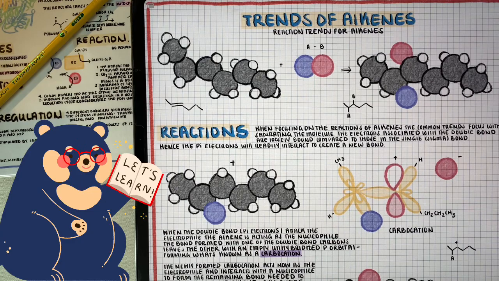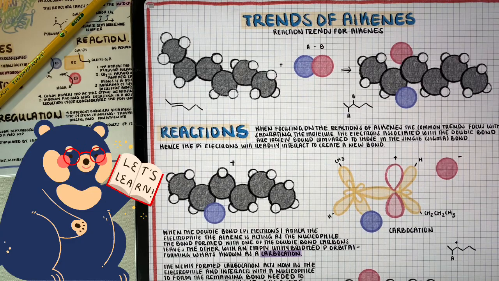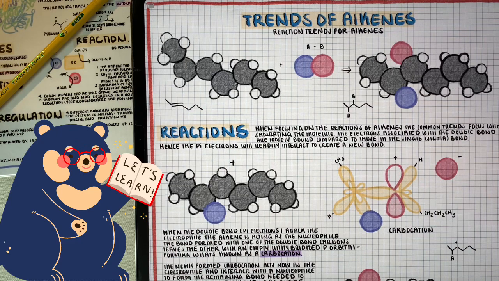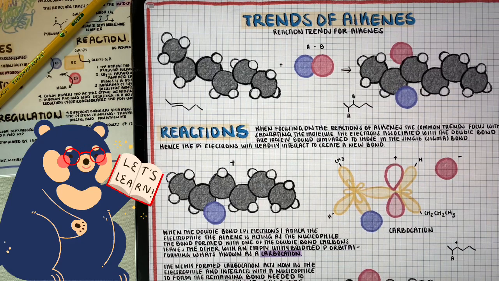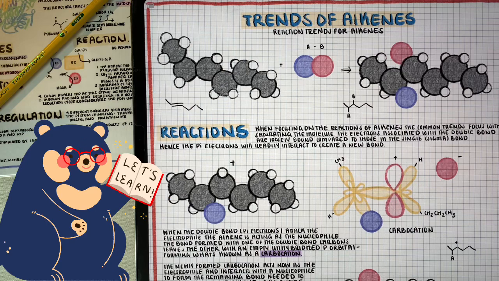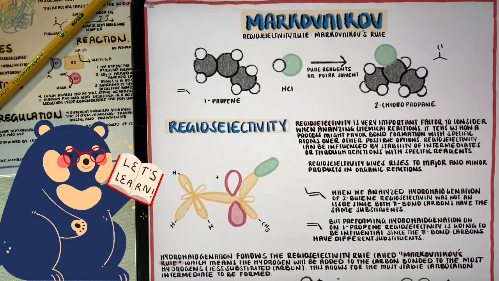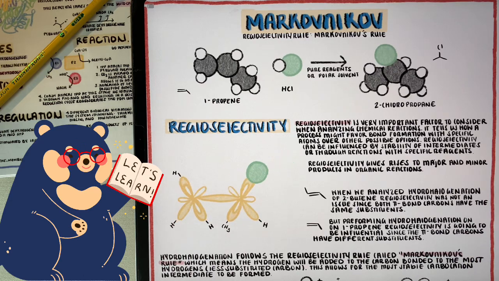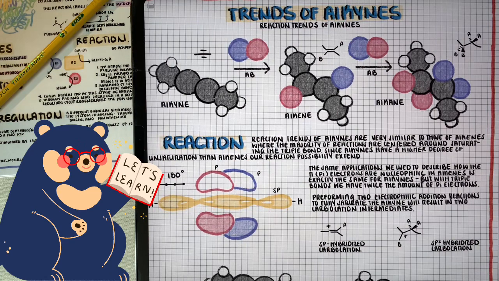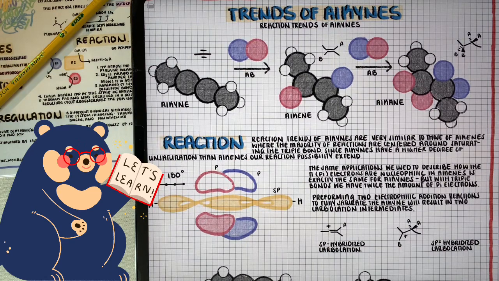So with this video, we're going to be moving on from talking about the reaction trends of alkenes. Over the past few videos, we've been talking about how the double bonds react, and we've also been learning a lot about regioselectivity, like Markovnikov's rule. But in this video, we're going to start expanding our knowledge about how functional groups react with learning about how alkynes react, which are triple bonds.